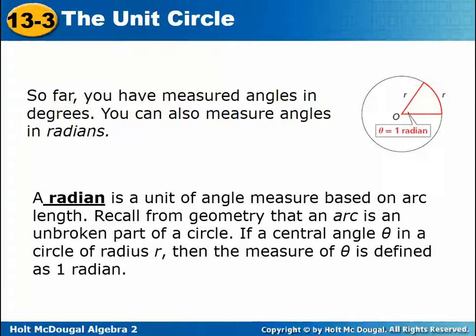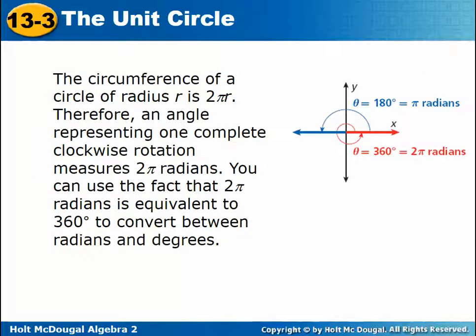From back in geometry, arc length is just a section of the circumference of the circle. So if we have an arc length from here to here, that's 1 radian. So if a central angle theta in a circle of radius r, the measure of theta is defined as 1 radian.